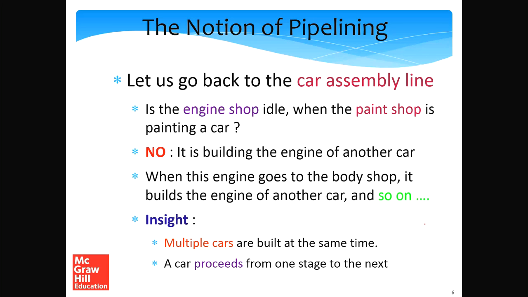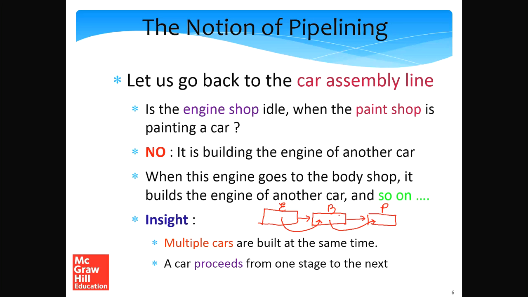Let's maybe draw a diagram. Let's assume there's a part of a car factory that's working on the engine. And then this part of the car factory, let's say, works on the body. And this part of the car factory works on the paint. So once an engine moves from the engine shop to the body shop, the engine shop does not idle. The workers start building the engine of another car. Similarly, the moment the body of a car has been made, the body shop is not idle. Instead, we build the body of another car.